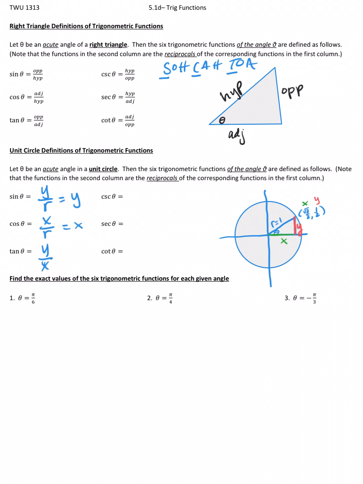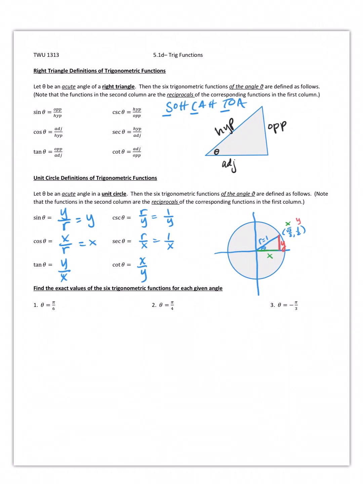And then we do these other three, they're just the reciprocals. So when I do the reciprocal of y over r, I get r over y, which is just going to be 1 over y, right? R over x, so it's going to be 1 over x. And then this would be x over y. Okay? So knowing that, we can find our 6 trig ratios from our unit circle. Okay? So sine is y, cosine's x, tangent's y over x. Those are the things we got to remember, and then we can flip from there.